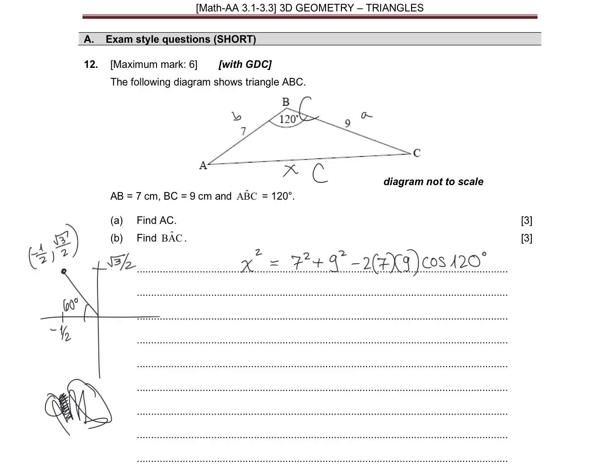Okay? So, this is 49, 81, and we have 63 times 2, which is 126. Cosine 120 is -1/2. So we are going to have 130 plus 63, which is 193. So we will have plus or minus, but this is a length. So positive √193. There's no perfect squares that go into it.